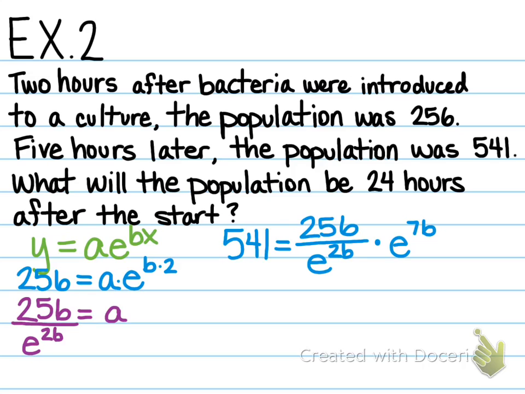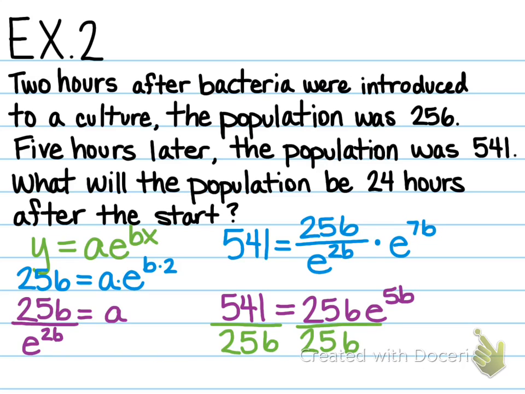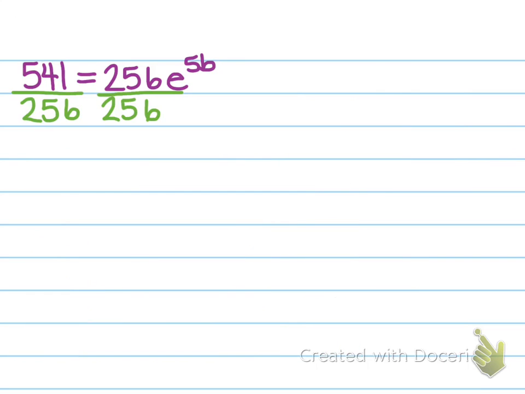Now when you have something on the top and bottom of an equation, that e to the 7b over e to the 2b will reduce to e to the 5b. So now what I can do is solve for b and find out the value of the rate of growth or decay for this bacteria. So I'm going to divide both sides by 256. So when I divide by 256, I'm going to have 541 over 256 equals e to the 5b power.